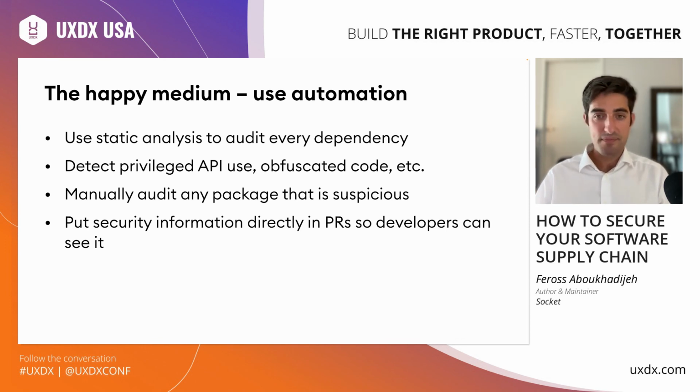That way you can spend security team resources on the highest impact tasks instead of doing it all or nothing. And if you do this and you put the security information directly in pull requests so that developers can see it, then you empower developers to solve security issues before they're deployed into production. And you can find these attacks before they affect your users.